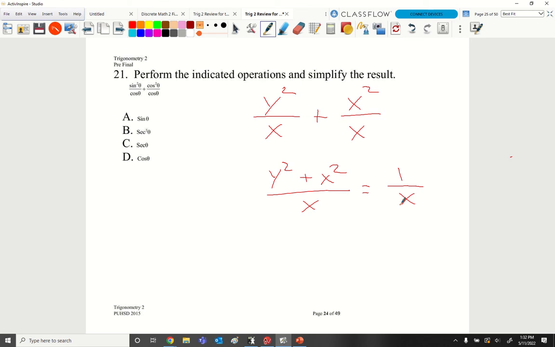And then translate it back into trigonometry. 1 over x is going to give me secant as an answer. This could be secant of theta, or my answer could be 1 over cosine theta. Either answer is correct. Since this is multiple choice, that's what I go by. So this is going to be secant, which is C.